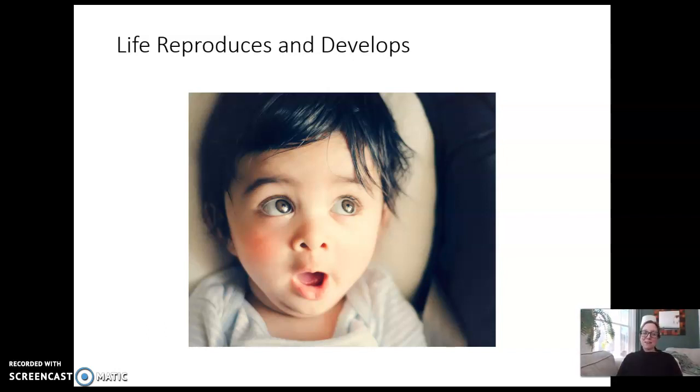Life reproduces and develops. Now, not all individual living things reproduce. We certainly know people who don't have children, but as populations reproduce, and when individuals reproduce, the offspring develops. We even see this at the cellular level. Cells duplicate themselves. They make copies of themselves, and those cells start out as baby cells. They're smaller and less developed than more mature cells. So cells reproduce and develop. People reproduce and develop generally.